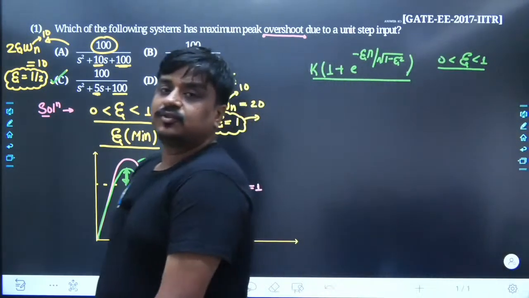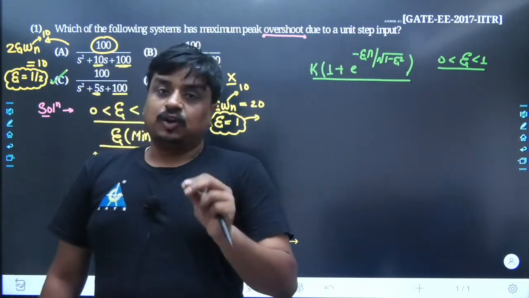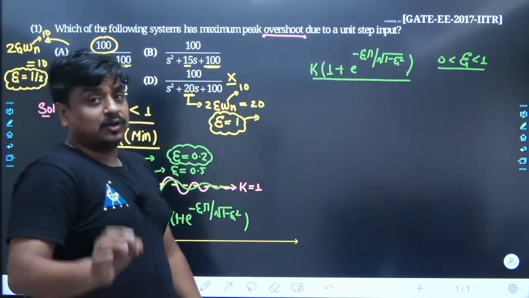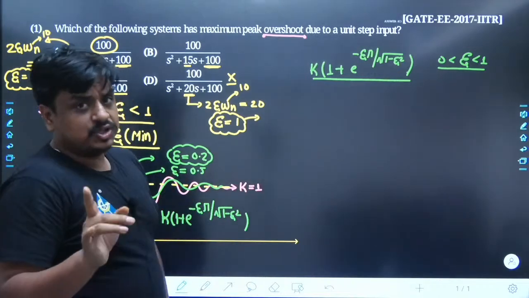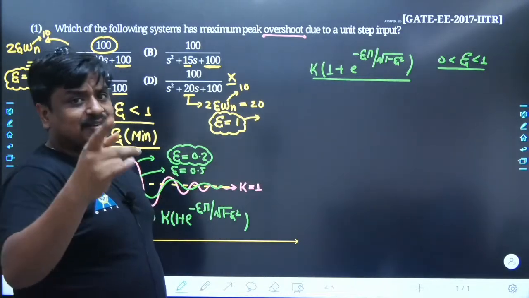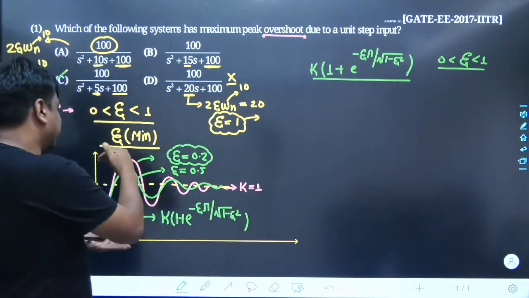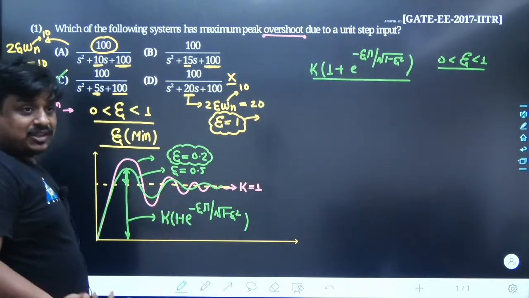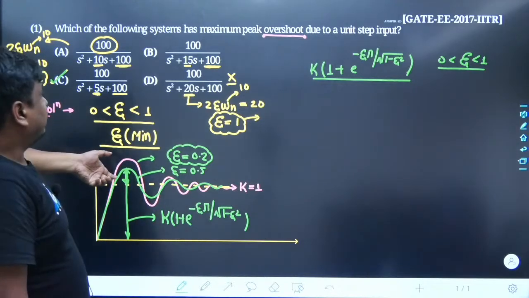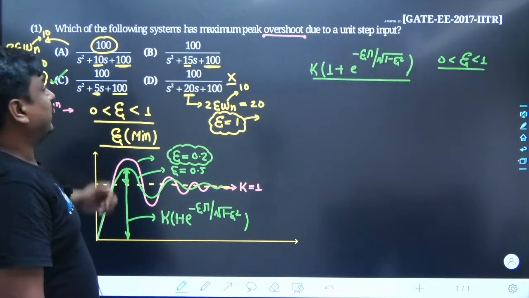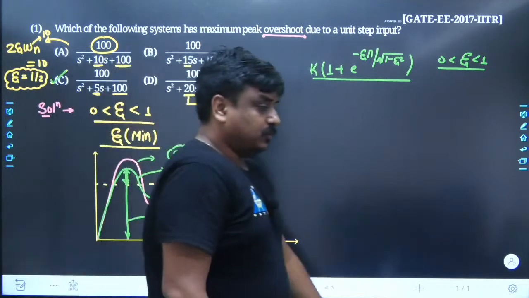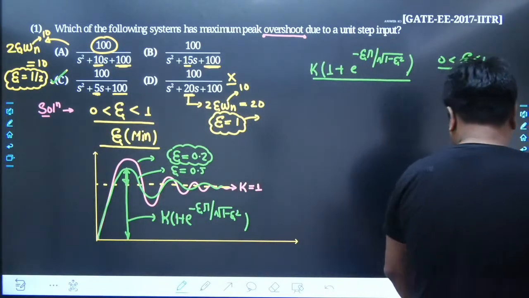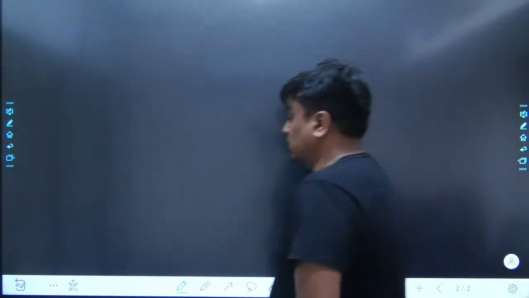So from here, at least one conclusion we can retrieve. The oscillation at the output in the form of damped oscillation would take place only if zeta is in between 0 and 1. That's the first thing. Secondly, as the value of zeta increases, the oscillation increases. And as the oscillation increases, its peak overshoot would increase in magnitude. So I think till this point, each and everything must be clear to all of us.